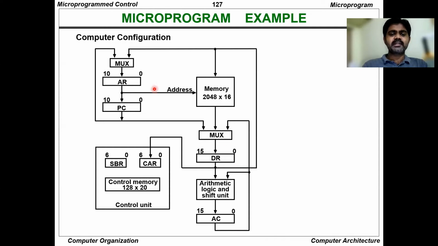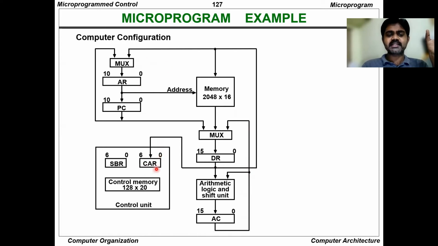Once we get the data from that particular address, we can perform arithmetic, logical, or shift micro operations. That is a micro program example, a group of micro operations. So for that reason, we need an arithmetic, logic, and shift unit, and we have an accumulator. The accumulator is a temporary register, 0 to 15. So you can see how there is a combination here.